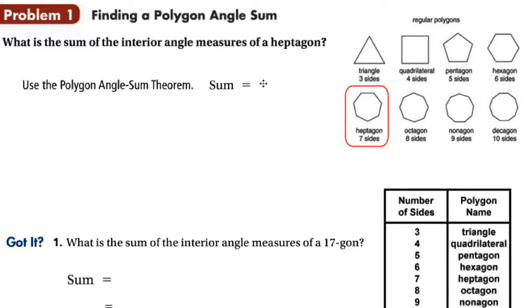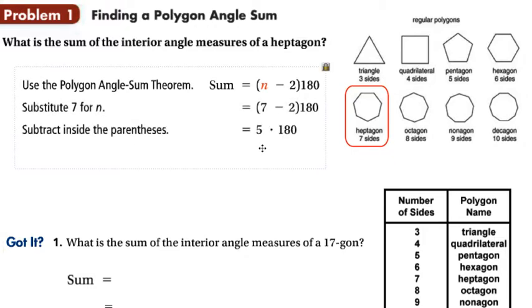Our polygon has 7 sides in this one, so we're going to use the polygon angle sum theorem, which says take the number of sides and subtract 2 and multiply that result by 180. So for a heptagon has 7 sides, so we're going to plug in the number 7 for n. 7 minus 2 gives us 5, and 5 times 180 gives us 900. So the sum of all of those angles inside that polygon is 900.